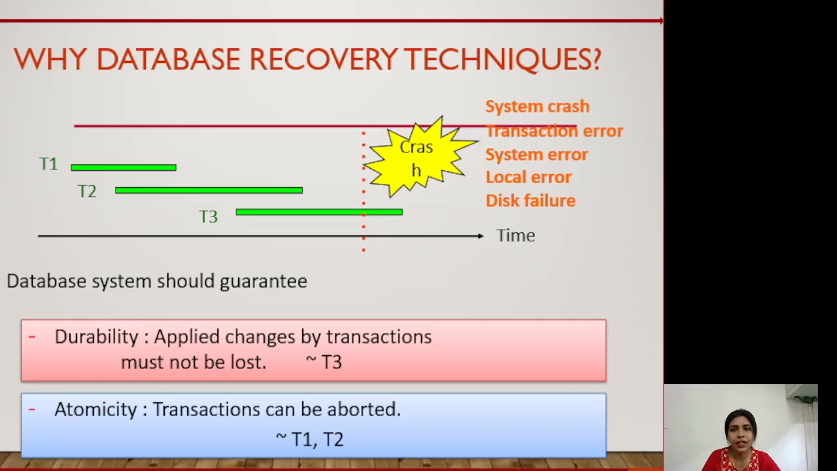Why do we use database recovery techniques? In the given slide, there are transactions T1, T2, and T3. The database system should guarantee durability for T1, T2, and T3. There are three transactions there. If the T3 transaction crashes, then the system will fail, and the changes applied by transaction T3 must be lost.